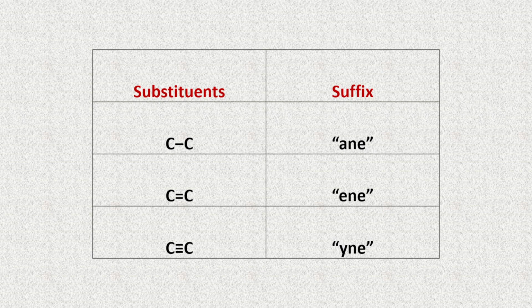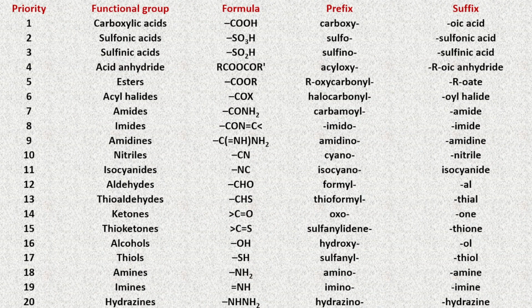This is the overall table comprising all the substituents found in various organic compounds. The prefix and suffix of each substituent are tabulated. I will discuss this table in upcoming videos of this series. Let us first discuss the naming rules for alkane.